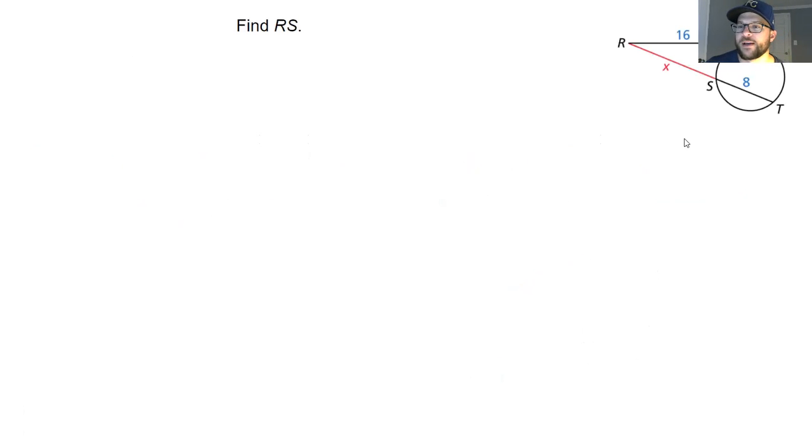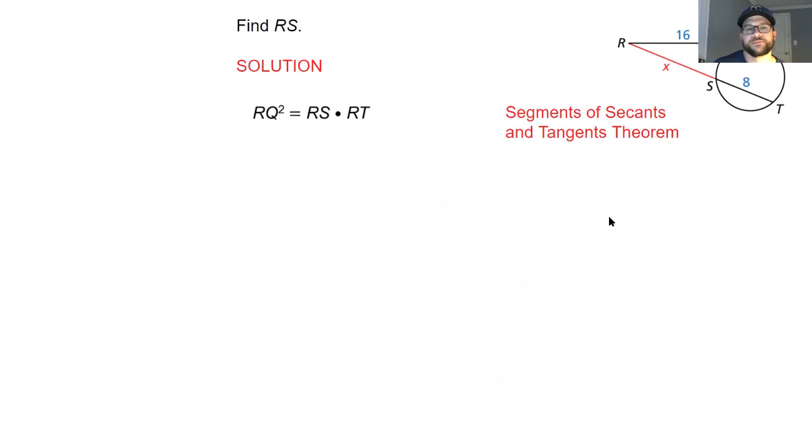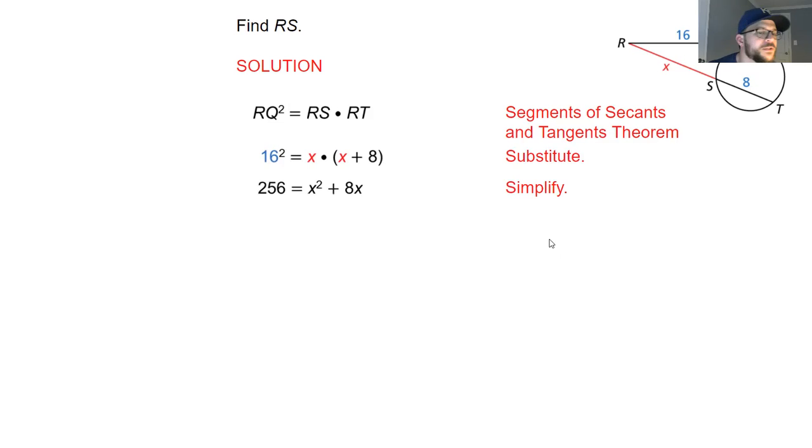So let's look at this example, looking at finding RS, which is going to be this X segment. So RQ is a tangent, RT is a secant. So we're going to be tangent times tangent, external times whole. So RQ times itself, external times whole. Plugging in for RQ is just 16 squared. RS is our X, RT is X plus 8 because it's the whole. Distribute and simplify. 256 equals X squared plus 8X.